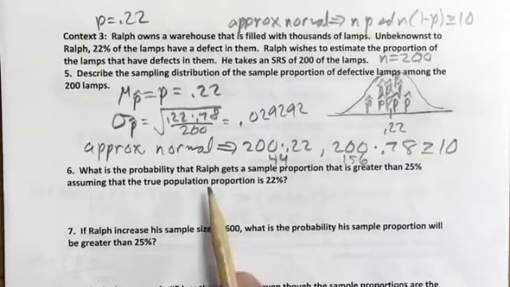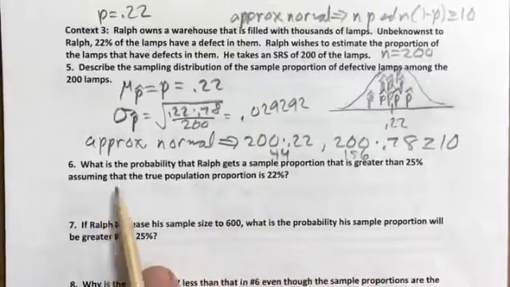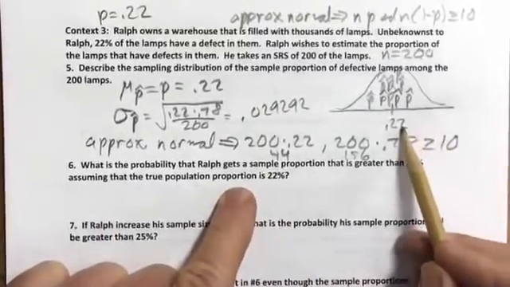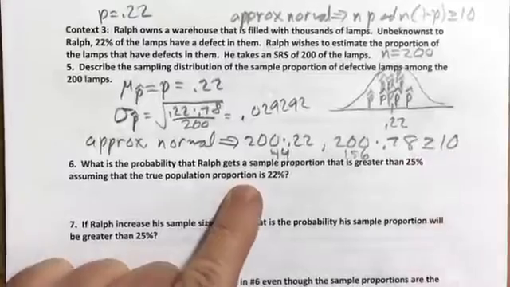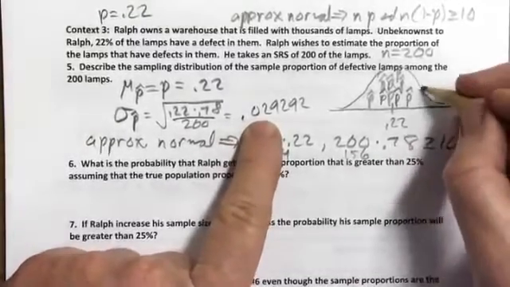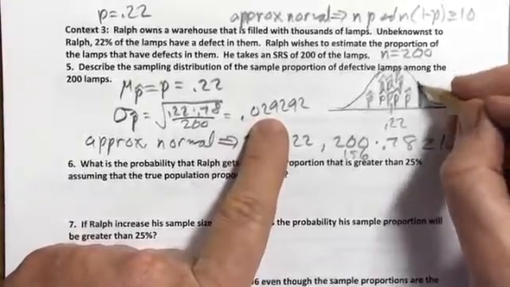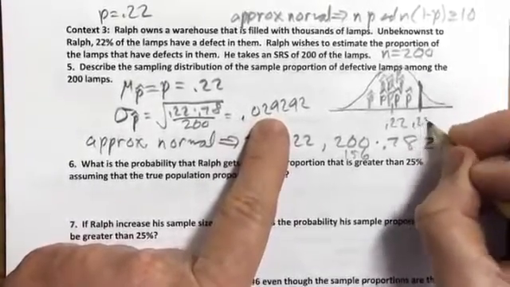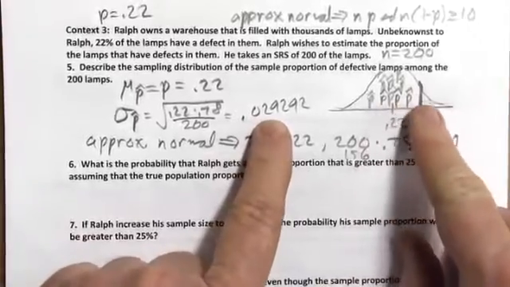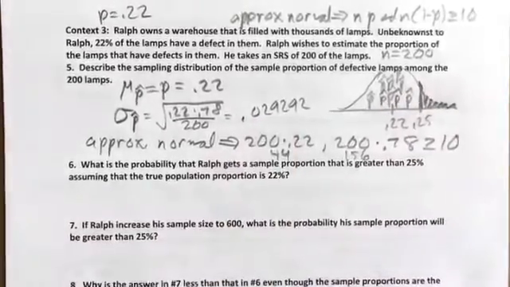All right, what is the probability that Ralph gets a sample proportion that is greater than 25%, assuming that 22% is true? In other words, assuming that 0.22 is true. Now, 0.25 is somewhere up here. We don't know exactly where. There's 0.25. So if you were to randomly select one of these p hats, what's the probability that the one Ralph gets is 0.25 or more, or greater than 0.25?